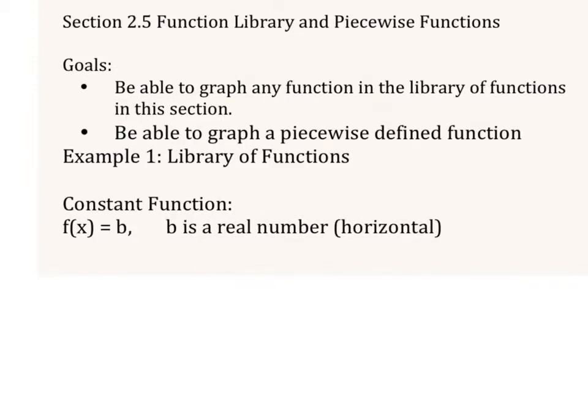Okay, here we have the last section of our Unit 9. It's section 2.5, function library and piecewise functions. The function library is mainly just a list of all the different types of functions that we should be familiar with, and so we're going to work on graphing those and what their shapes are and things like that. So that's our first goal, and our second goal is to be able to graph piecewise defined functions.